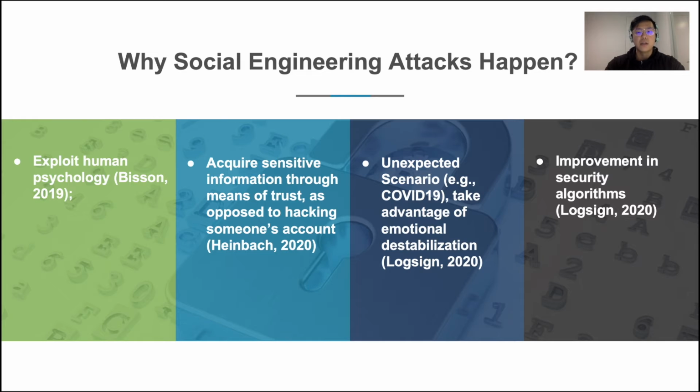So we need to pay attention to the impact of the unexpected scenario. Finally, the improvement in security algorithms also indirectly made social engineering attacks happen, because compared with other types of cyber attacks, cyber criminals don't have to master high-level computer skills in social engineering attacks. That's why the improvement of security algorithms will somehow force the attacker to find an easier way to conduct the criminal behavior. So that's the reason social engineering attacks happen.